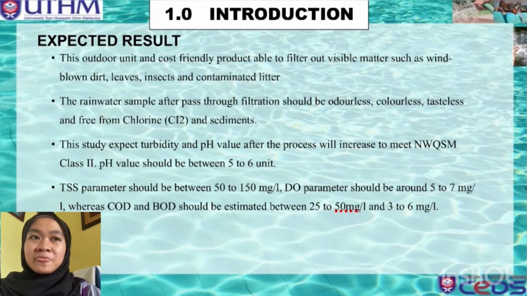And then for the five parameters that I mentioned before, for the SS parameter, it should be 50 to 150 milligrams per liter. For the DO parameter, it should be 5 to 7 milligrams per liter. For COD, it should be 25 to 50 milligrams per liter. And the last one is BOD, between 3 and 6 milligrams per liter. I guess that's all for the expected result.